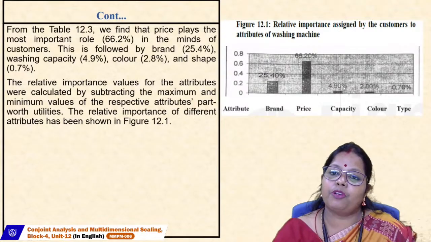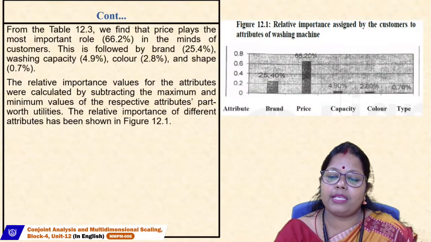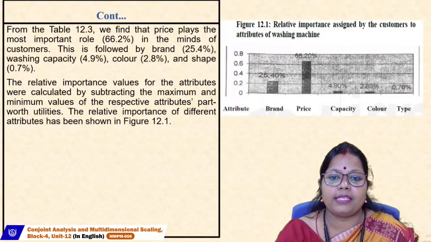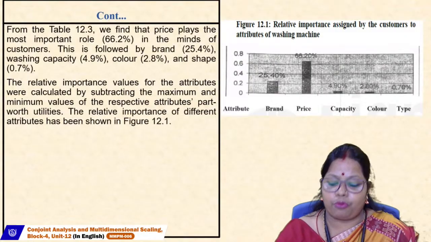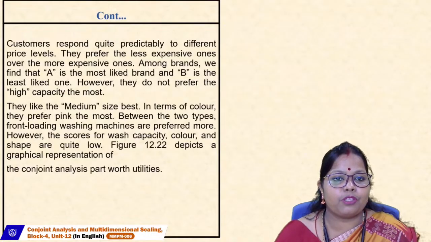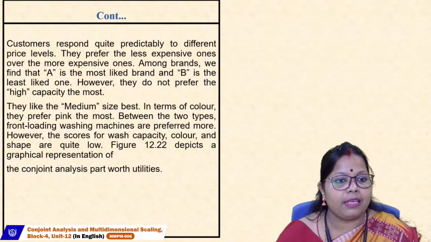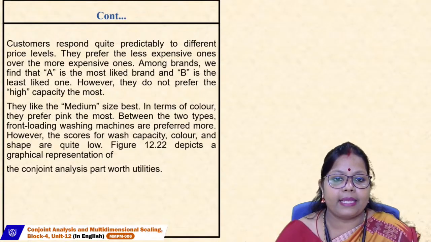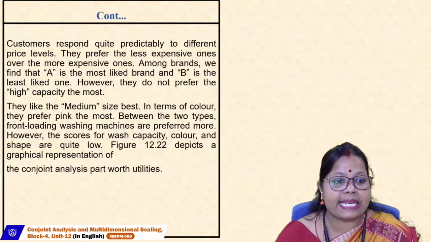Part worth utilities and the relative importance of the different attributes have been shown here. From the table we can see that price is the attribute which is highly impactful and highly responded to by the respondents, at 66.20, whereas brand is only 25.40 percent. Customers respond quite predictably to different price levels, and they prefer the less expensive ones over the more expensive ones. Among brands, we find that brand A is most liked, and B is the least liked brand.